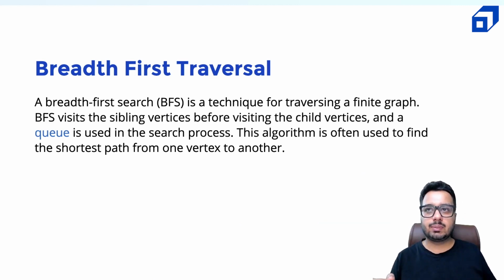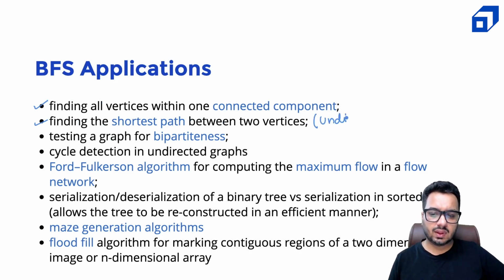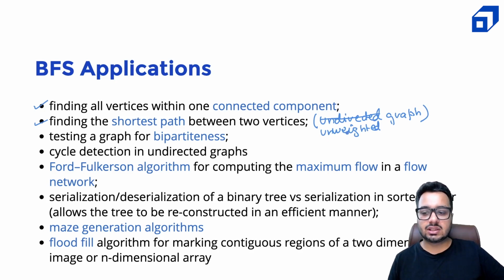Before I dive deep into the algorithm or into the code, let us try to understand some applications of BFS. BFS can be used to find all the vertices within a connected component. So we want to see what parts of the graph are connected. It is also used for finding the shortest path between two vertices in case of an unweighted graph. That means all the edges have equal weight. There is no weight assigned to any edge. If it is a weighted graph, then we have to use a different algorithm.